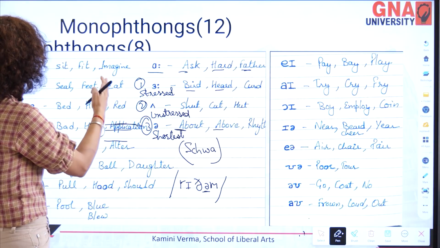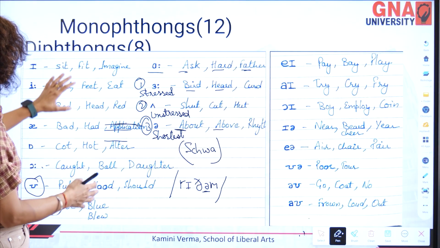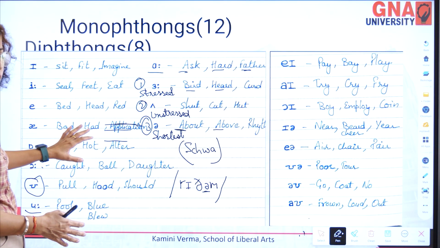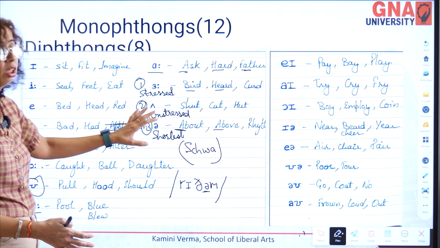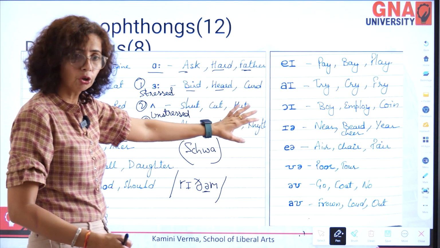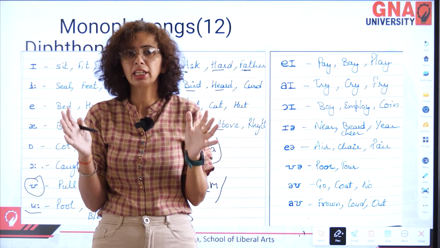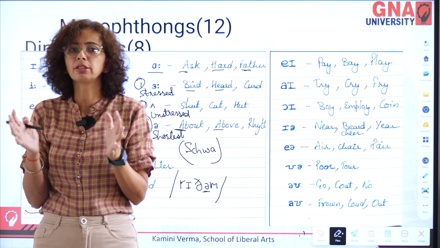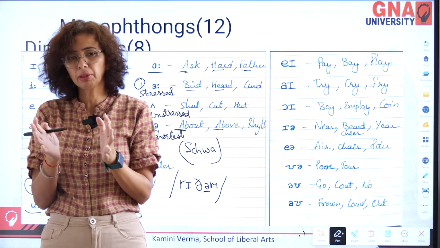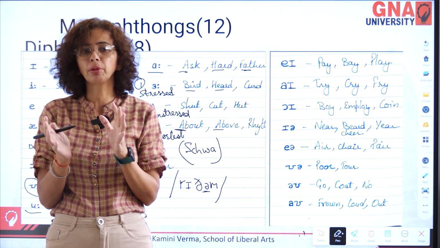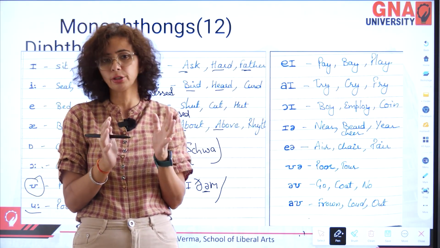So these are the 12 monophthongs which we have covered over here. And now we are moving to the diphthongs, which are total 8 in number. As the monophthong is saying, mono means single, whereas di means doubling of something. They are the combination of two sounds altogether.